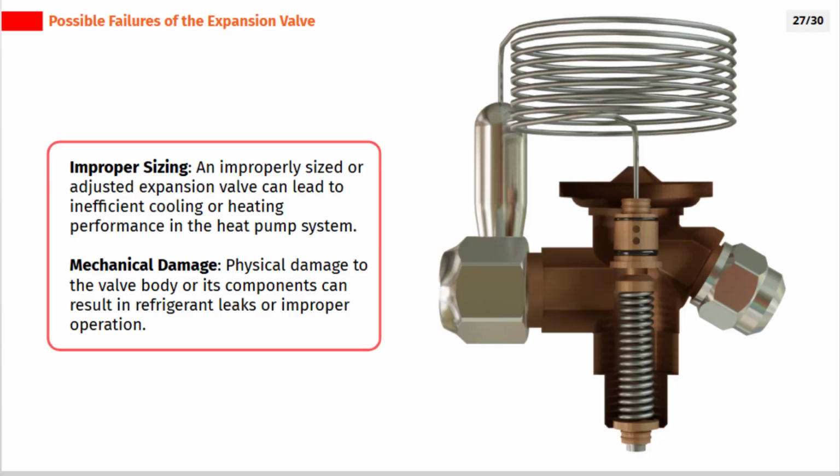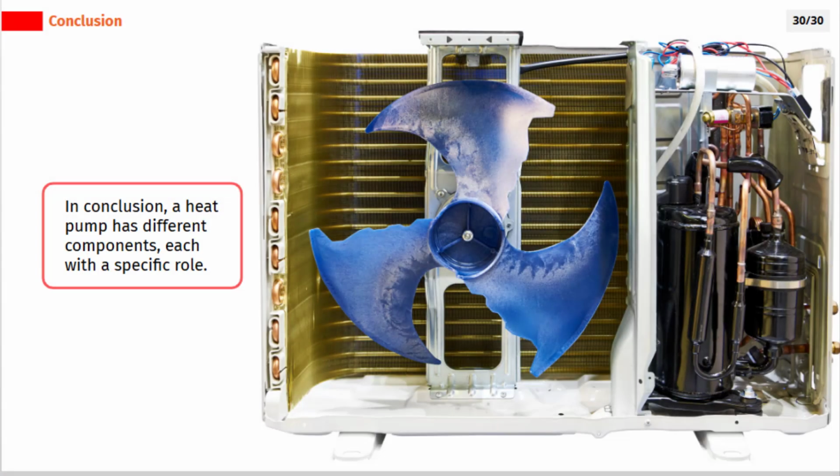Improper sizing. An improperly sized or adjusted expansion valve can lead to inefficient cooling or heating performance in the heat pump system. Mechanical damage. Physical damage to the valve body or its components can result in refrigerant leaks or improper operation. In conclusion, a heat pump has different components, each with a specific role.